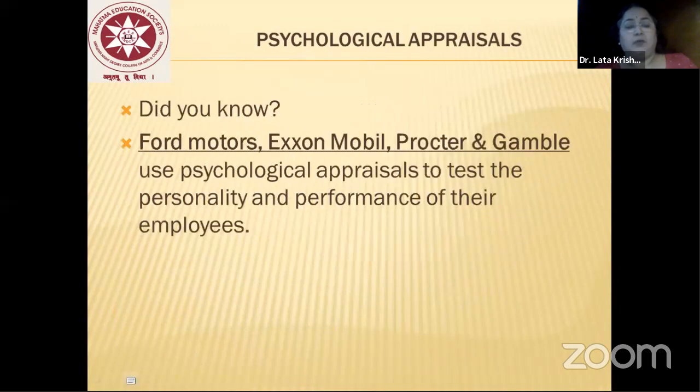Now, Ford Motors, ExxonMobil, Procter and Gamble use psychological appraisals to test the personality and performance of their employees. So these are examples of companies who are using the psychological appraisal method as performance appraisal.